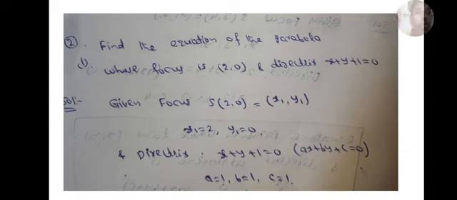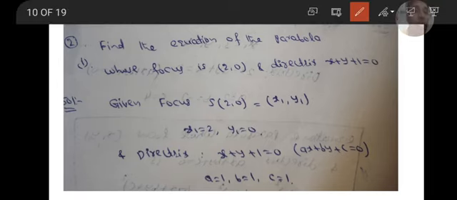Next problem. Find the equation of the parabola whose focus is (2, 0) and directrix is x plus y plus 1 equal to 0.